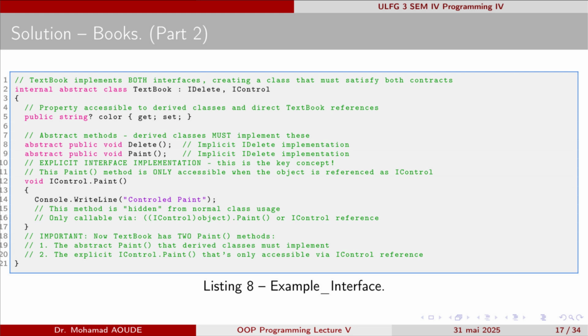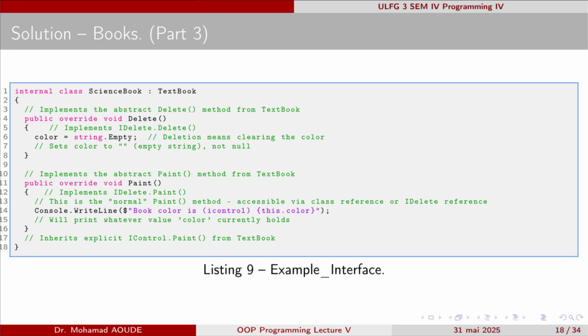The key part is IControl.Paint. This is an explicit implementation of the Paint method specifically for the IControl interface. This method is hidden from normal class usage and can only be called if you have an IControl reference to a TextBook or derived object. So TextBook and its derivatives will effectively have two paths to a Paint method: the abstract Paint, which ScienceBook will override, and the explicit IControl.Paint.